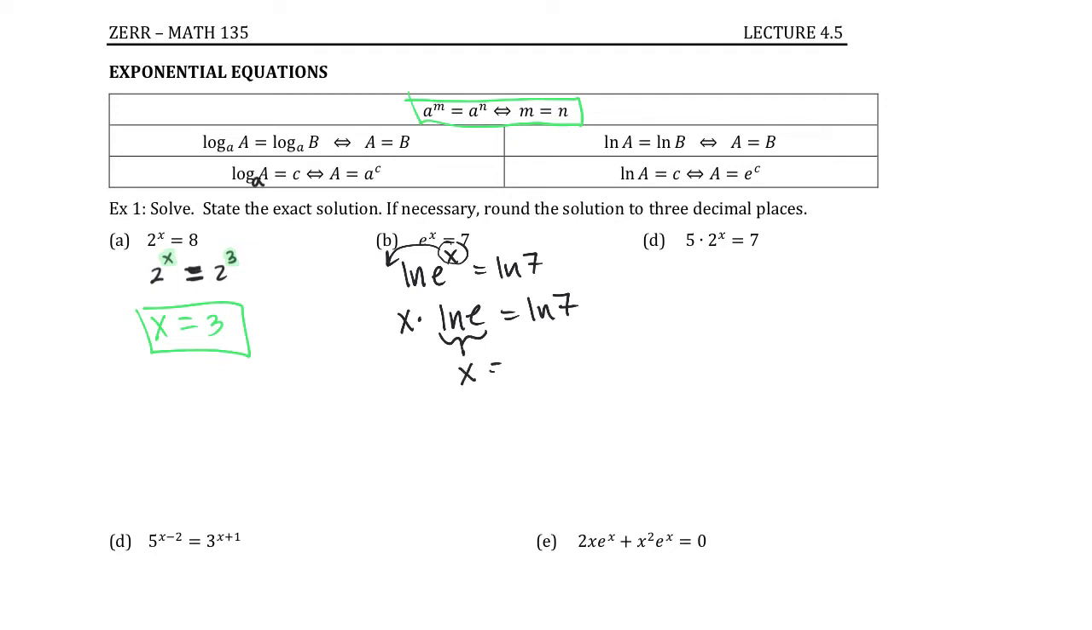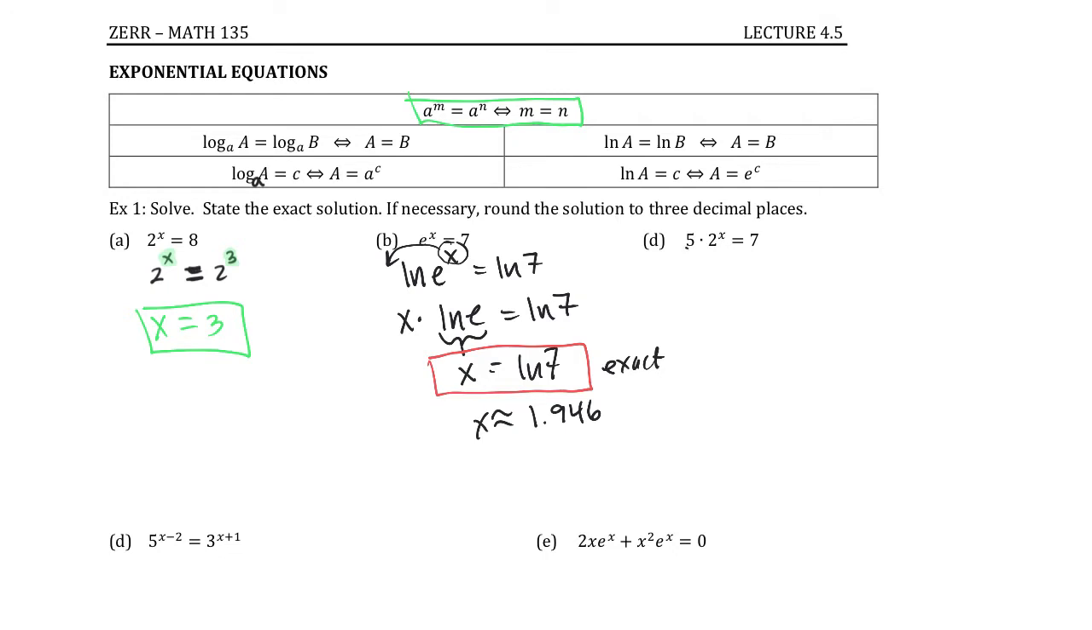So that becomes x is equal to ln of 7, and then you can approximate that as about 1.946. So it depends how you're being asked. If you're being asked for the exact form, we would just leave it as the natural log of 7.